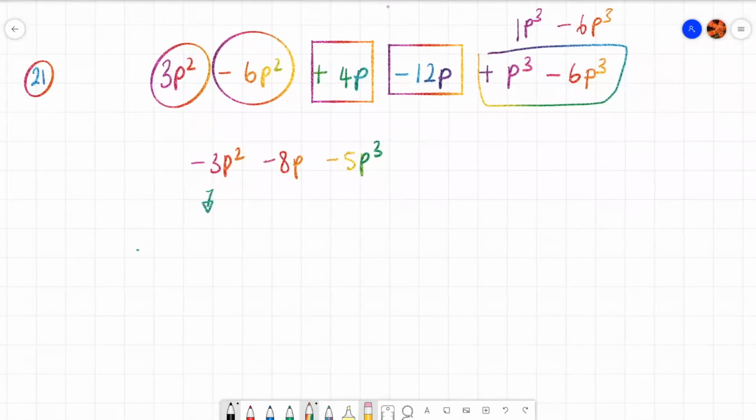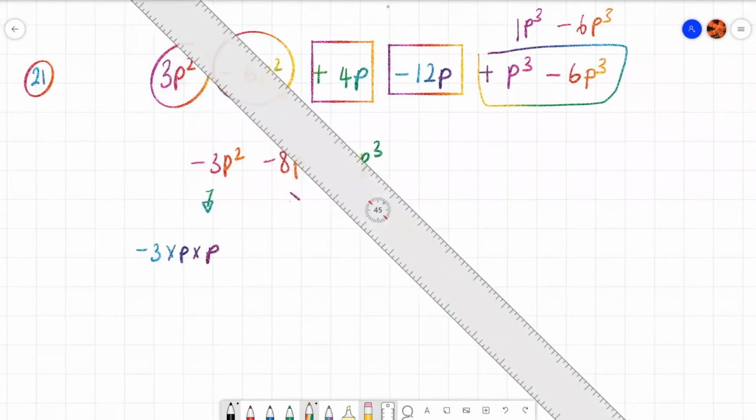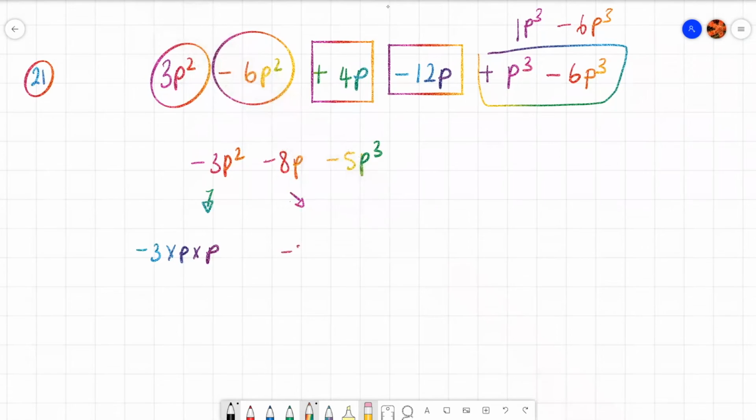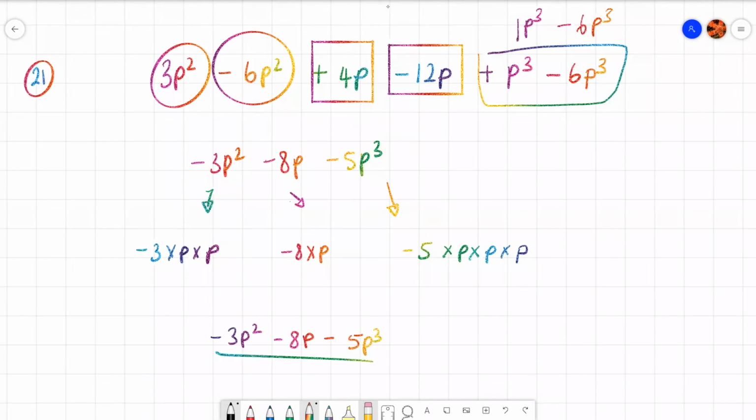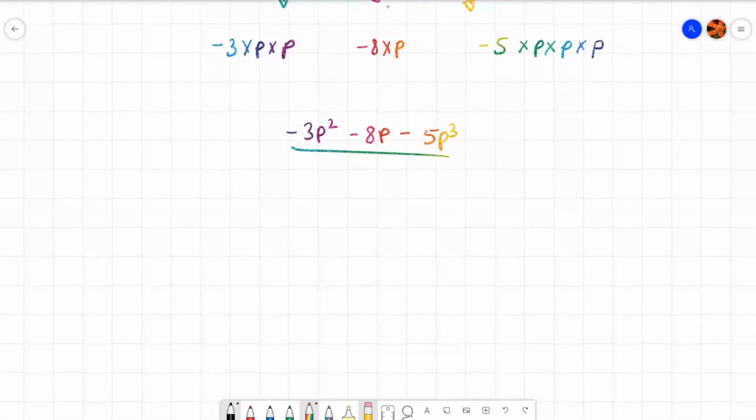This one here is minus 3 times p times p. This one here is just minus 8 times p. And this one here is minus 5 times p times p times p. And when you write them out like this, you can see that all of these are different. Therefore, you can't add them together. So your answer will remain as minus 3p squared minus 8p minus 5p cubed. And that's it. Let's have a look at one final example.